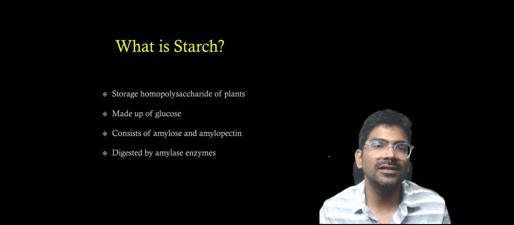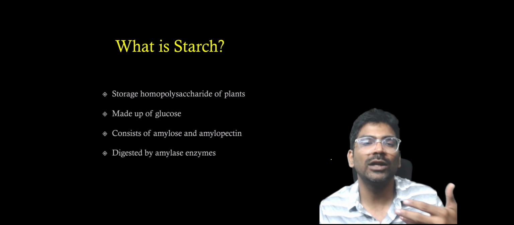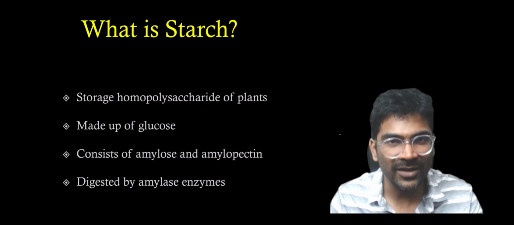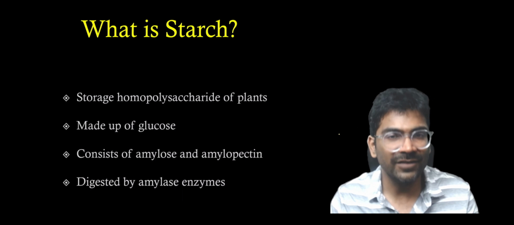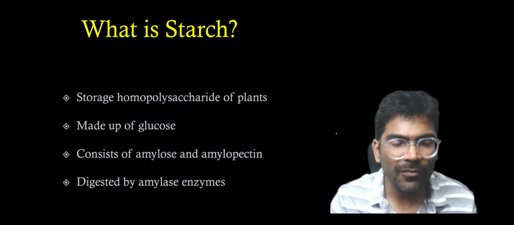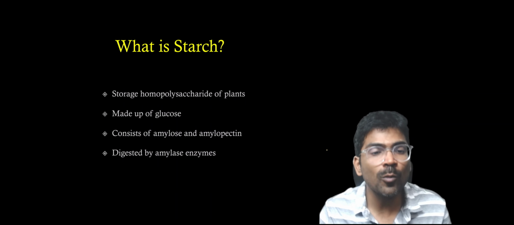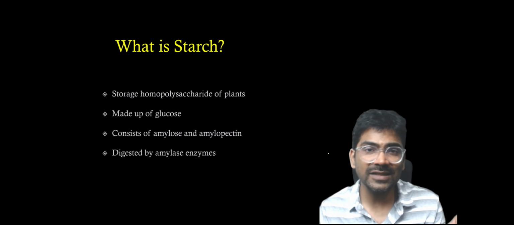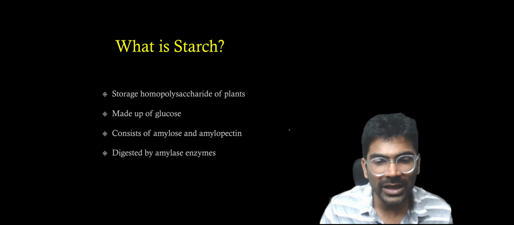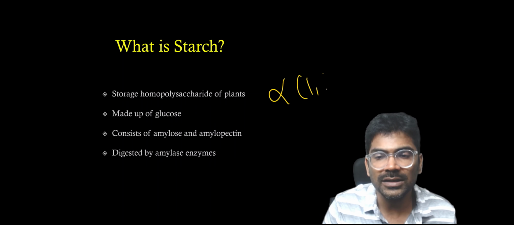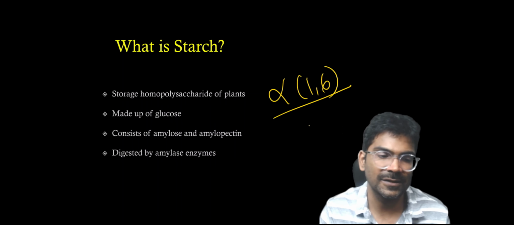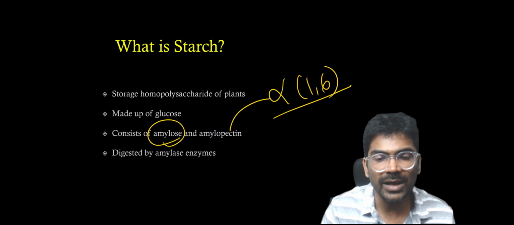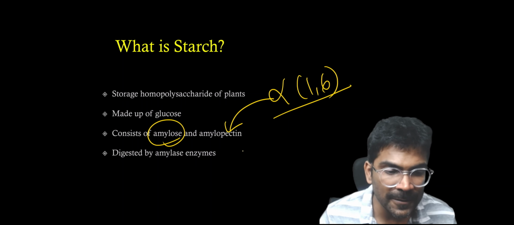To understand resistant starch, let's revise what starch is. Starch is the most abundant polysaccharide in our diet. Rice, wheat, potato, they're all made up of starch. It is a storage homopolysaccharide of plants which is made up of glucose. The linear chain of starch is linked by alpha 1,4 linkage and the branch point is linked by alpha 1,6 linkages. The linear portion, linked by alpha 1,4 linkage, is known as amylose. The branched portion is known as amylopectin.